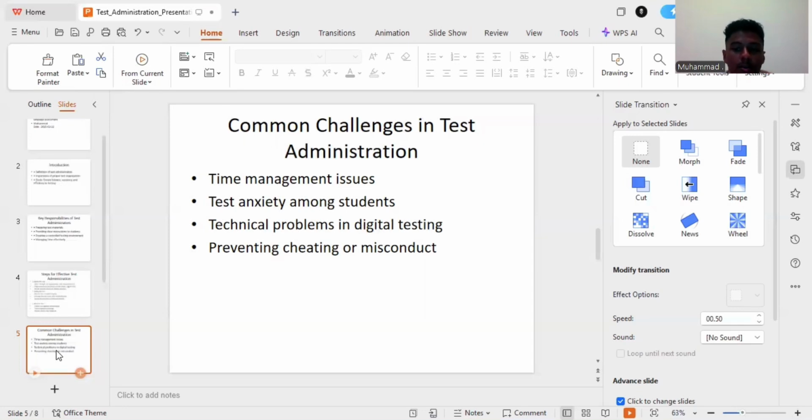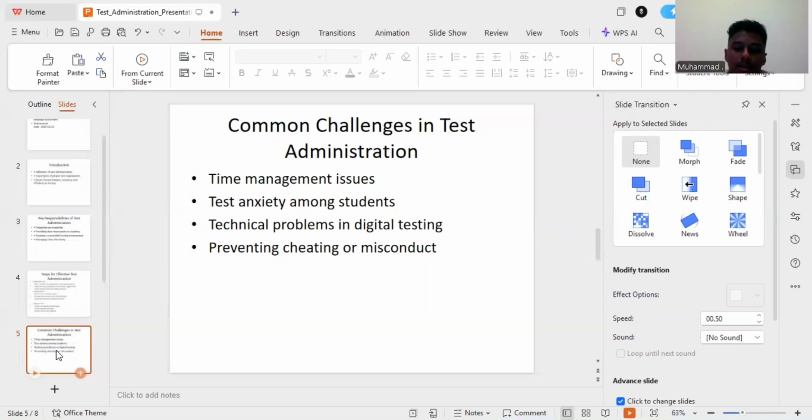Second one, we have test design and integrity. Ensure validity and reliability. The test should accurately measure the language proficiency and produce consistent results. Prepare clear instruction. Unclear instruction can lead to misinterpretation and unfair grading. Set security measures. Prevent cheating by using varied question sets, proctoring, or online monitoring tools.